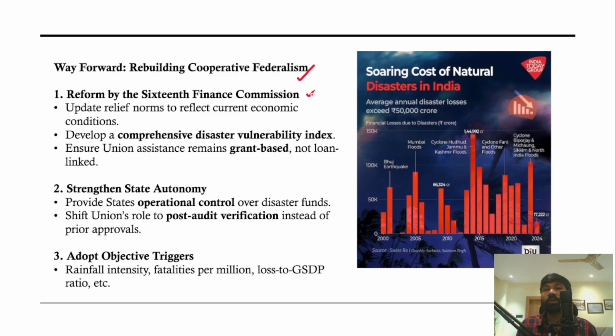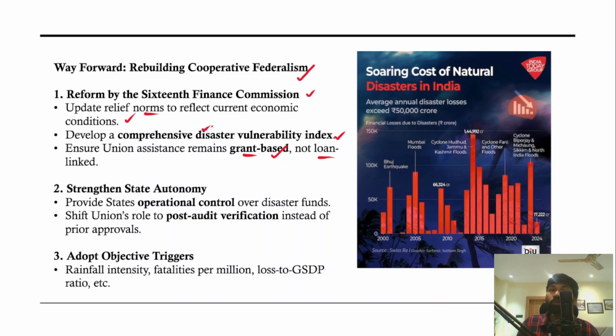As of now, the 16th Finance Commission has already been constituted by the President. Now, the 16th Finance Commission must update the relief norms to reflect the current economic conditions. Secondly, develop a comprehensive disaster vulnerability index. So why don't we develop a comprehensive disaster vulnerability index and also ensure that union assistance remains grant based and not loan linked, right? If it is grant based, then there may not be a need for the state governments to repay it with interest. However, if it is loan based, then state governments might have to repay it, further increasing the burden on them.